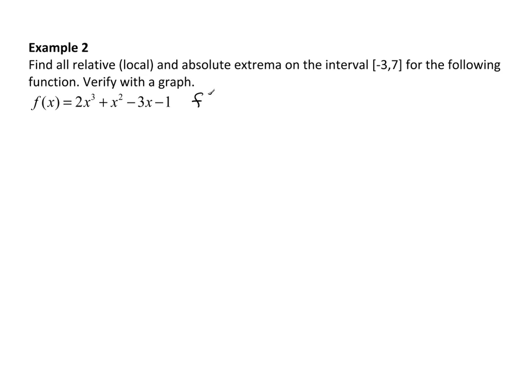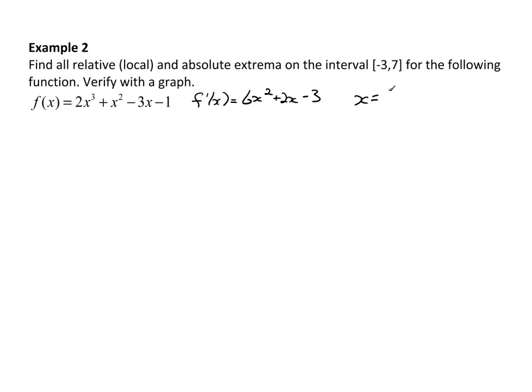So f prime of x is equal to 6x squared plus 2x minus 3. So I need to know when this thing is equal to 0. I don't see this quickly and easily factoring, so I'm going to fall back on the good old quadratic formula.